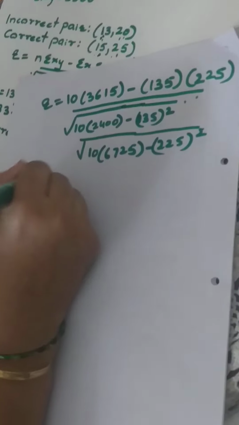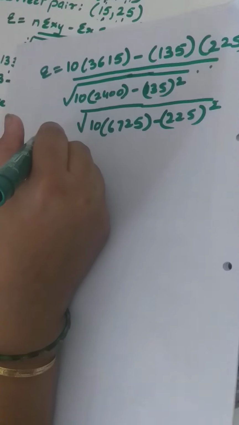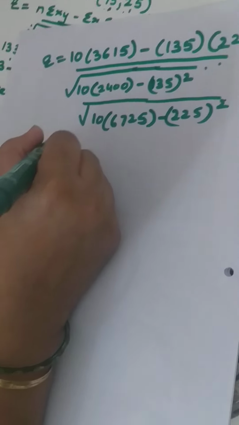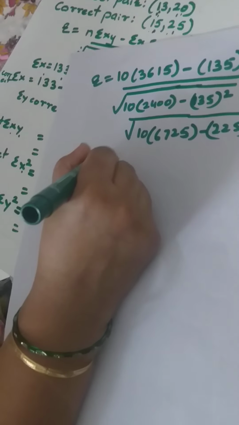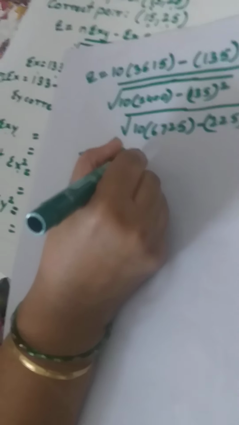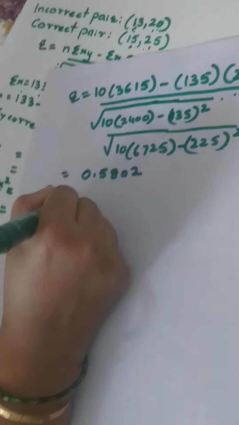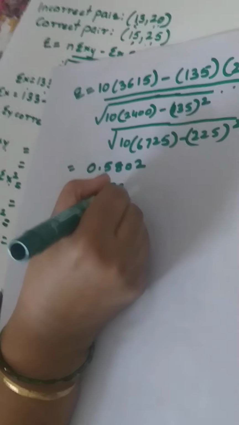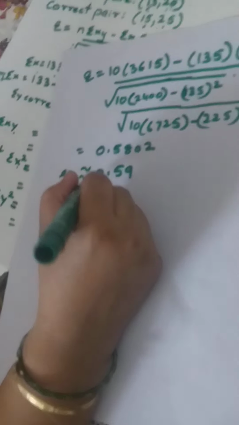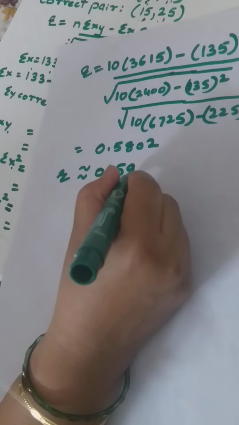See children, when I simplify all this, I am going to get this value as 0.5802, which is equivalent to 0.59. Now this is your correct value of the correlation coefficient, right?